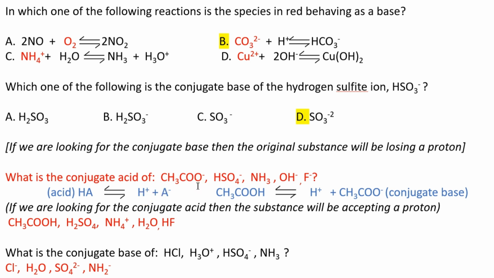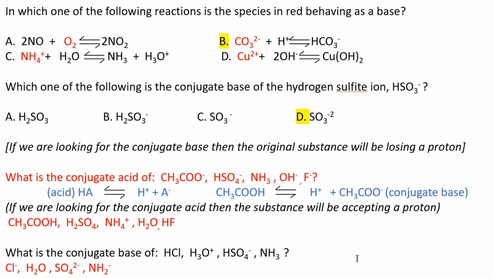So CH3COO- becomes CH3COOH. HSO4-, I'm adding a hydrogen. The hydrogen's coming in as a H+. That means in this case it's H2SO4. NH3, add the H+ gives NH4+. OH-, add the H+ becomes neutral water. F- becomes HF.